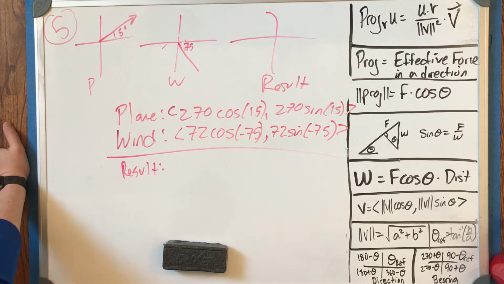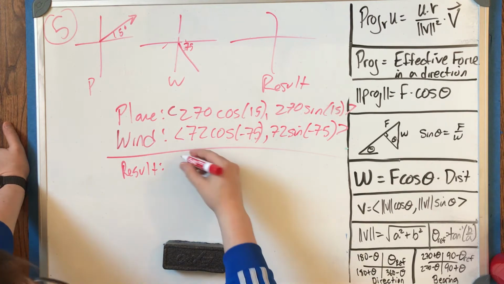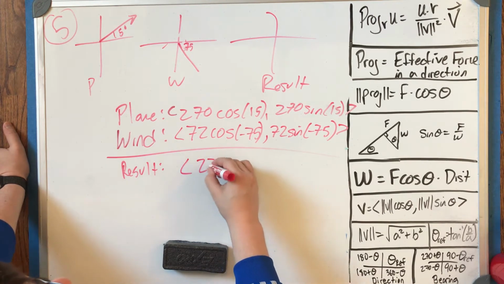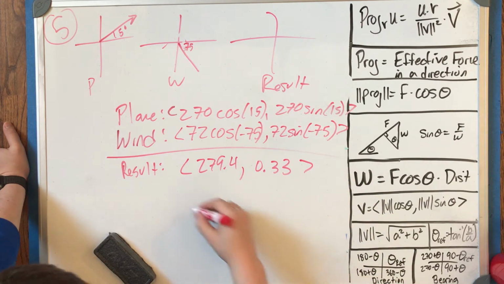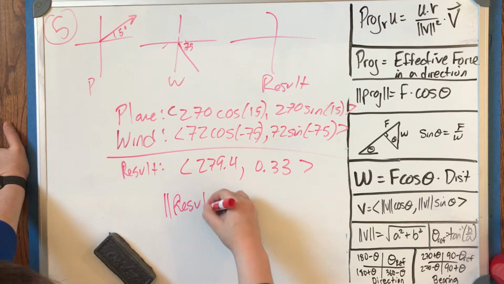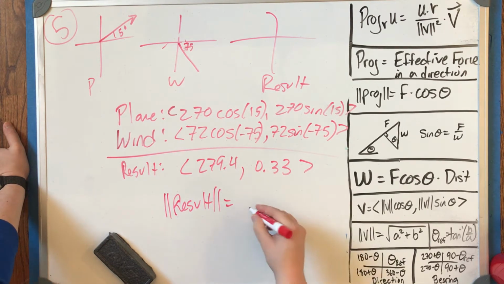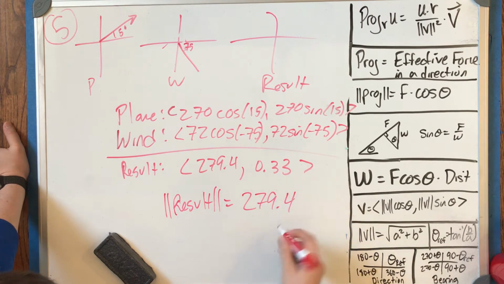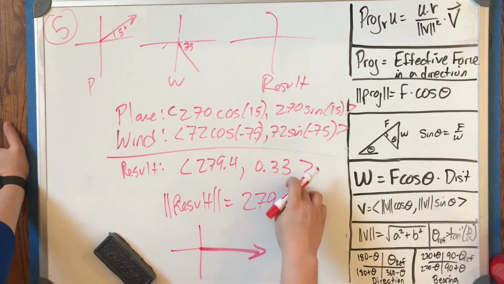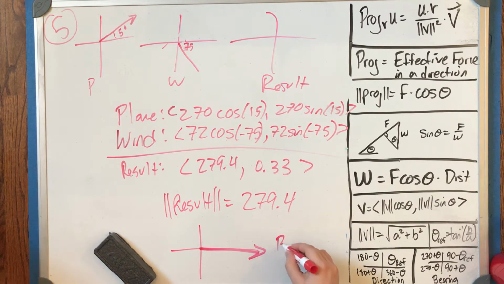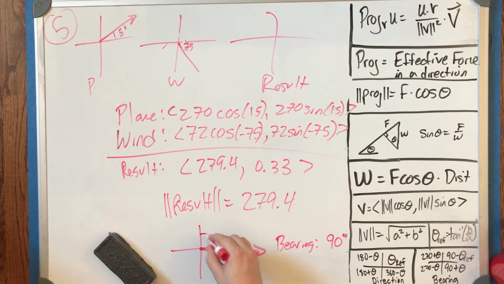Okay, and let's see here. We're going to get 279.4 and 0.33. So magnitude of that, a squared plus b squared square root. I'm going to get 279.4 because that's very small. So this is essentially saying that the plane is flying pretty much due east, which means that its bearing, which we weren't asked for, but just an FYI, its bearing would probably just be 90 degrees because we're pretty much just flying east, maybe slightly less.